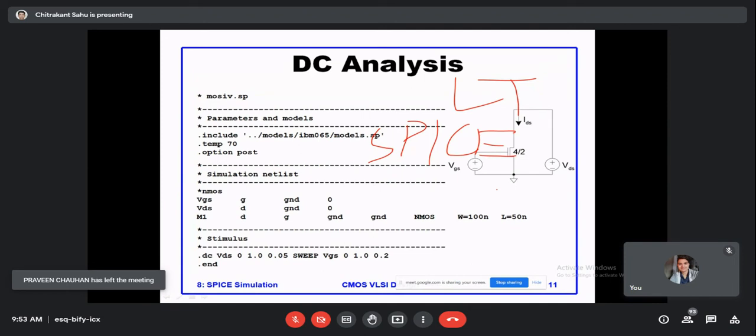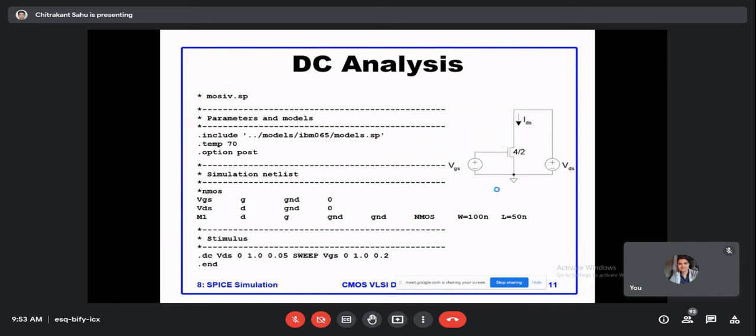Okay, the circuit will change. The SPICE code will be different for different circuits. Once you are able to understand how to make a code using SPICE simulation, then you can make any circuit, or you can make your mini project or minor project using this simulation tool. Okay.